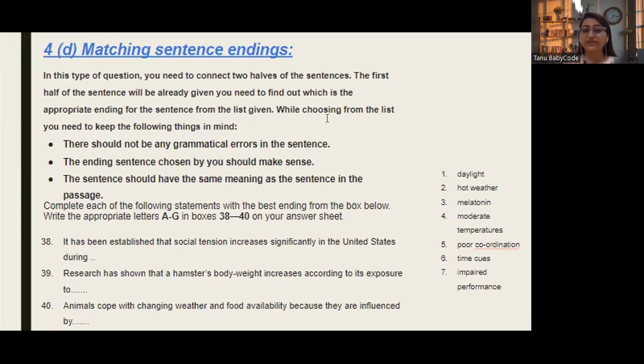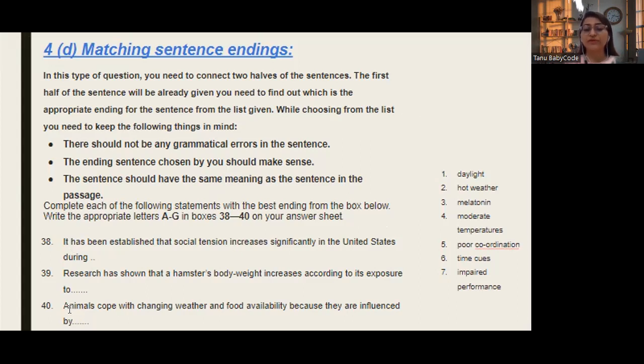You can see here, while choosing from the list, you need to keep the following things in mind. There should not be any grammatical errors in the sentence. The ending chosen by you should make sense also, right? The sentence should have the same meaning as the sentence in the passage. So you have to be very careful while finding the ending.